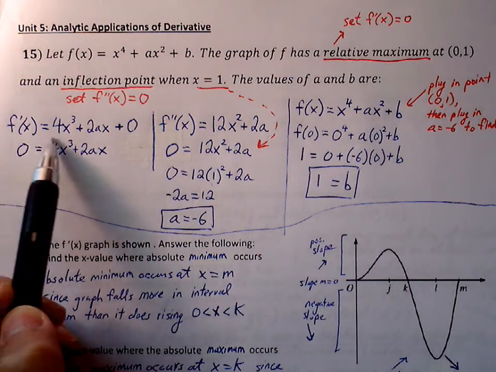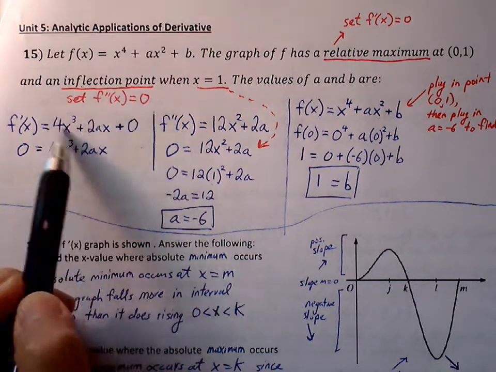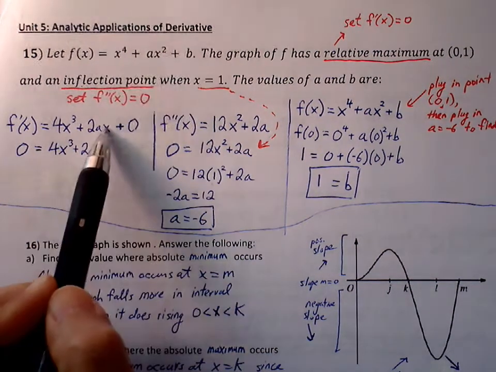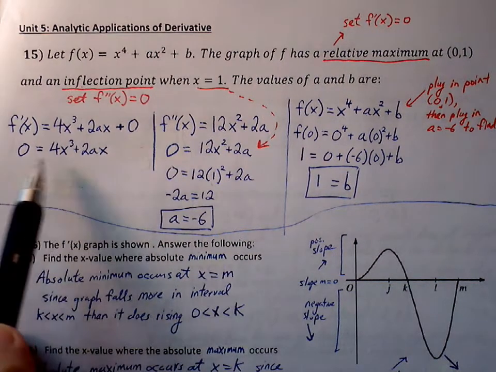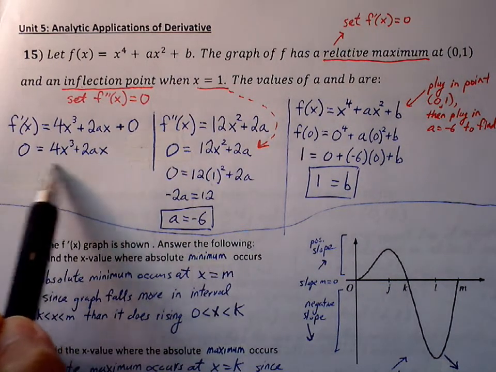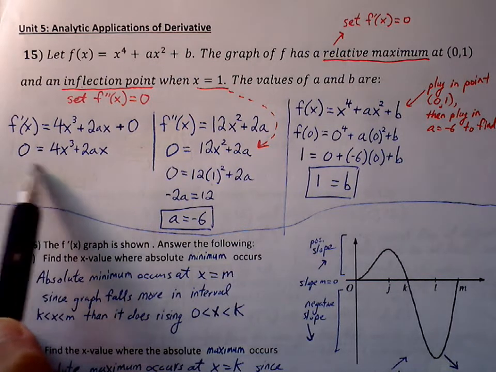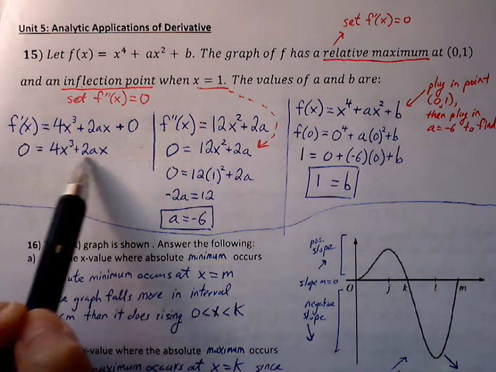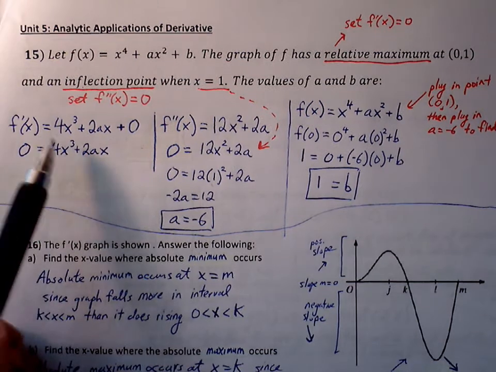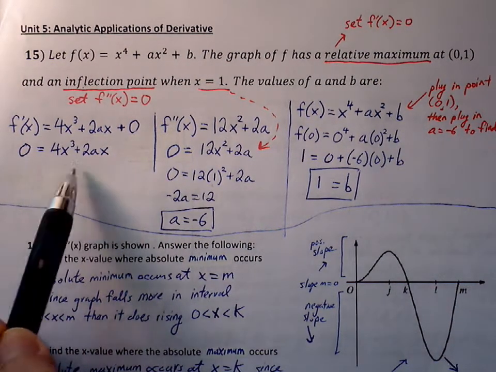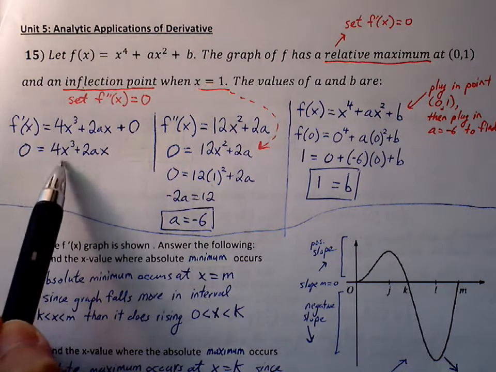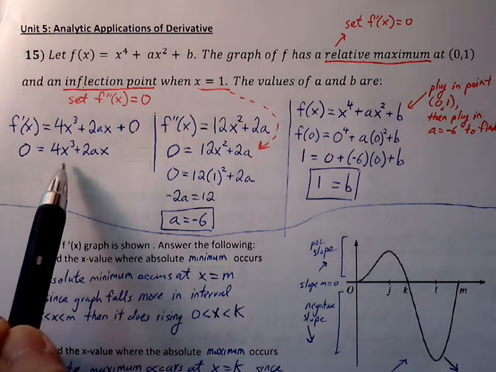So f prime, power rule, x to the 4th becomes 4x cubed, ax squared becomes 2ax, b goes away to 0. We can set f prime equal to 0. And that leads me to this point. Doesn't seem to allow me to go further beyond that, because if I plug 0 in for x, I'm going to get 0 over 0 equals 0. That doesn't really help me out, so we'll put that on hold.